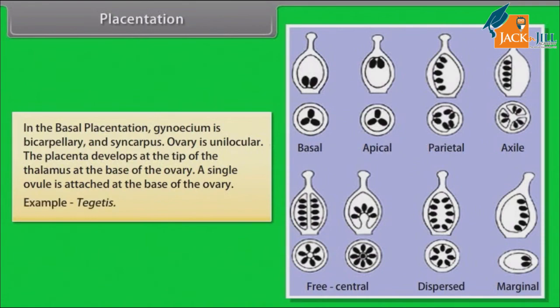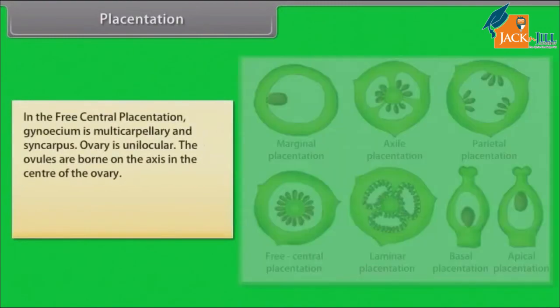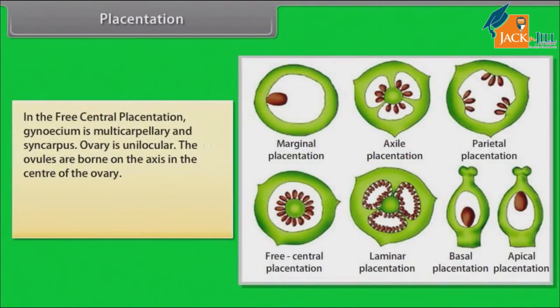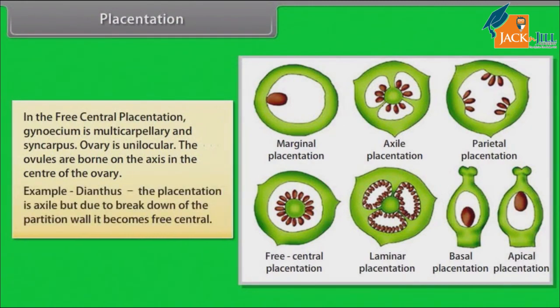Example, Tagetes. In the free central placentation, gynoecium is multicarpellary and syncarpous. Ovary is unilocular. The ovules are borne on the axis in the center of the ovary. Example, Dianthus. The placentation is axile, but due to breakdown of the partition wall, it becomes free central.